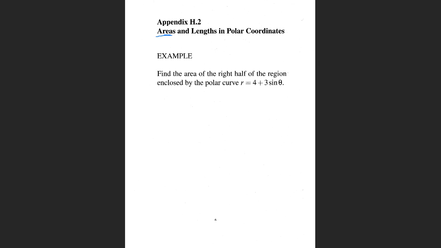Okay, all right, so we want to find the area of the right half of the region enclosed by the polar curve r equals 4 plus 3 times the sine of theta. Now, what's the first thing that we need to do this problem? What's the first thing we need to have? A graph. That's right, Michael. And where are we going to go to graph the polar curve?